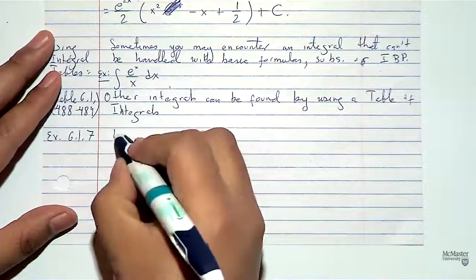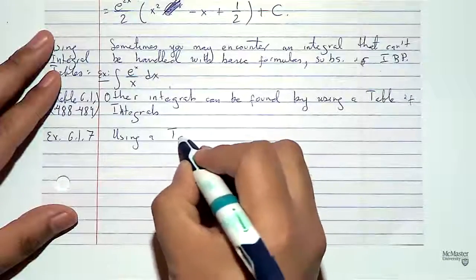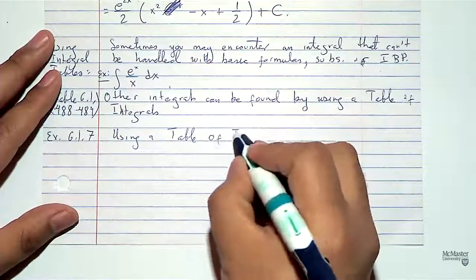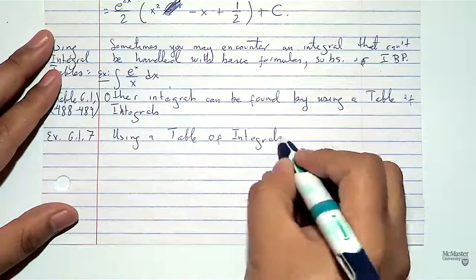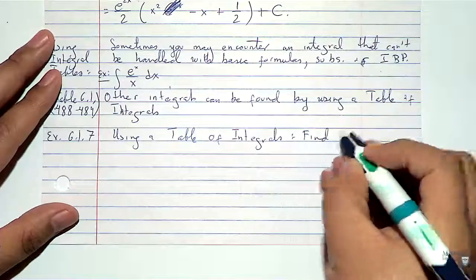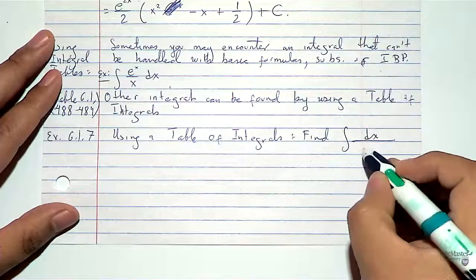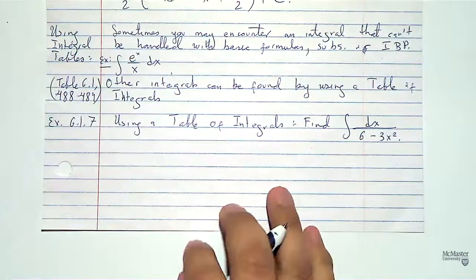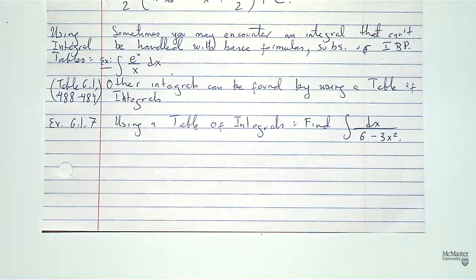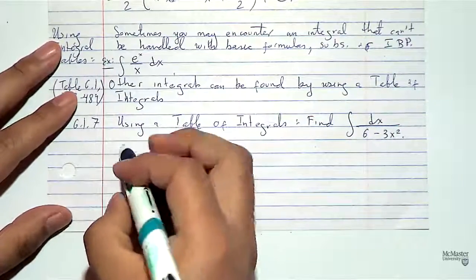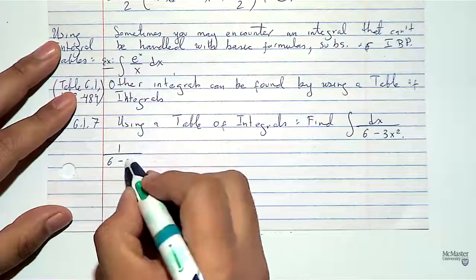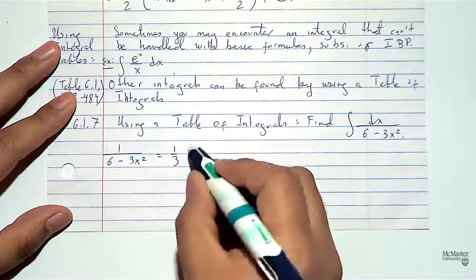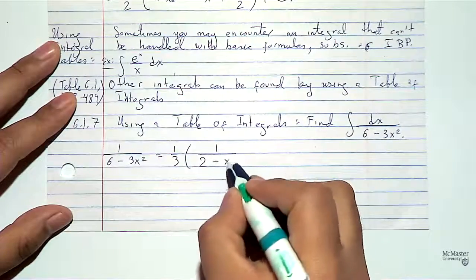So we will do an exercise where we'll use a table of integrals to find an integral of the form dx divided by 6 minus 3x squared. From the presented forms, you can see what you have to choose. You have a factor of 3, you can factor that out. In fact, you have 1 divided by 6 minus 3x squared. This is 1/3 times 1 divided by 2 minus x squared.